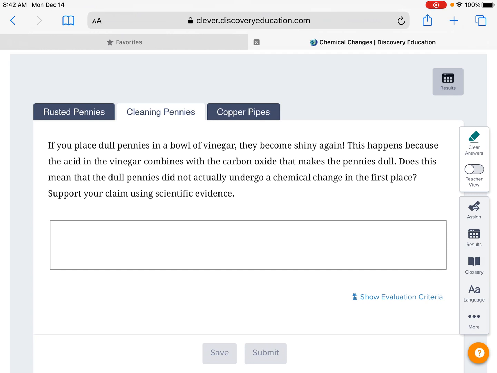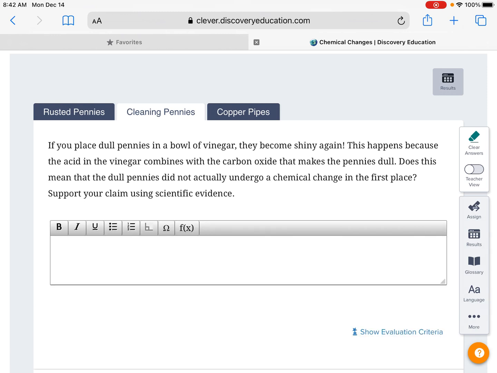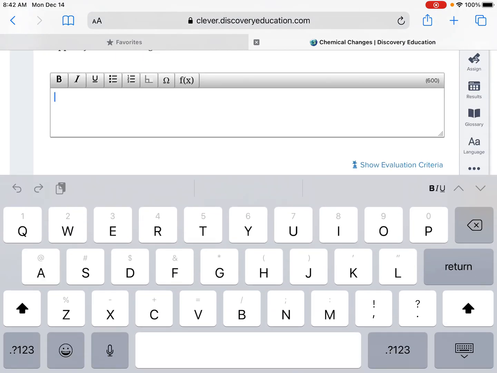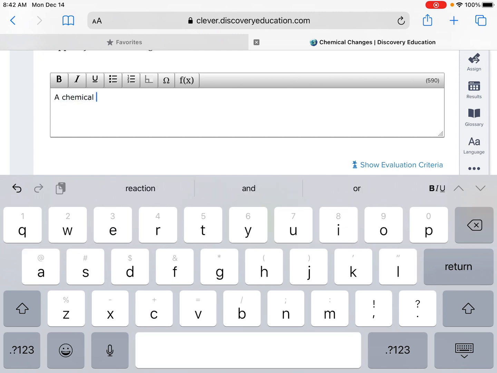Does this mean that the dull pennies did not actually undergo a chemical change in the first place? Support your claim using scientific evidence. Well, we know that a chemical change happened when it started rusting, right? So we would say something about how a chemical change happened when the pennies turned dull because a new substance formed, right?